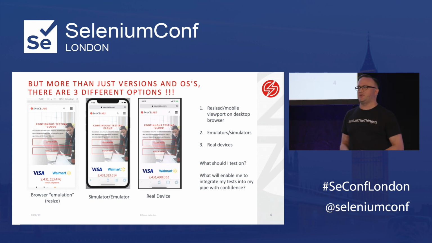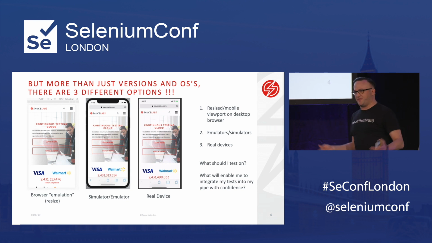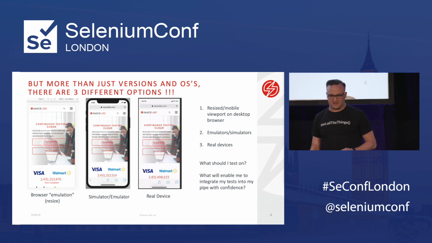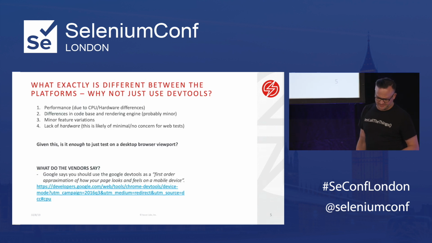So you can also execute your test on a real device on a mobile web browser. So you've got lots of these options. You've also got thousands of different possible device models and operating system versions to use. So how do you go about working out what you should do to test your application?